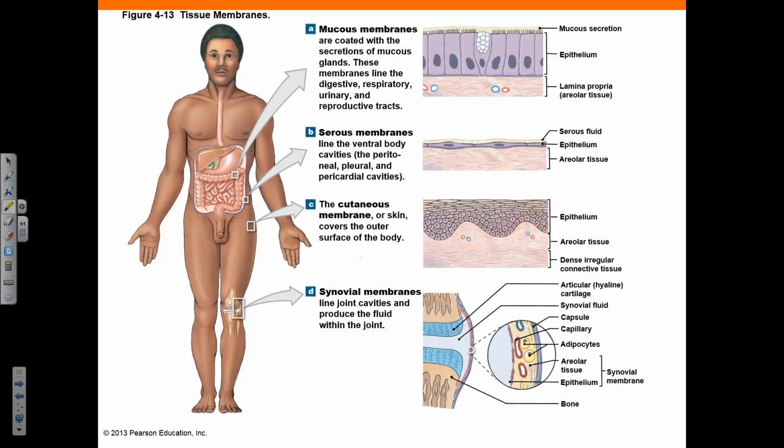Mucous membranes are also known as mucosae. Mucous membranes line areas that are exposed to the external environment, such as the digestive, respiratory, and reproductive tracts. The epithelial surface is kept moist, which helps reduce friction and facilitates absorption and excretion. The lamina propria refers to the areolar tissue of the membrane. Looking at the diagram, the layers of the mucous membrane can be seen. Note the mucous secretions, epithelium, and lamina propria.